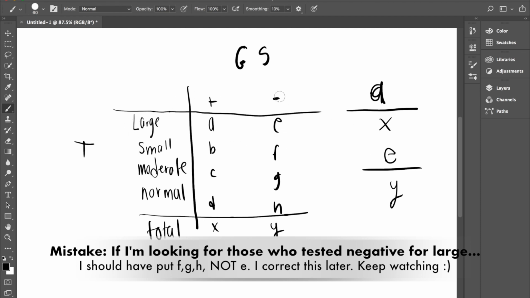And then I could potentially go ahead and calculate my likelihood ratio. I could just do sensitivity divided by 1 minus the specificity value for large, and then I'll have my LR positive for this, or my likelihood ratio for this. That would be my LR positive. But there's a shortcut, right?